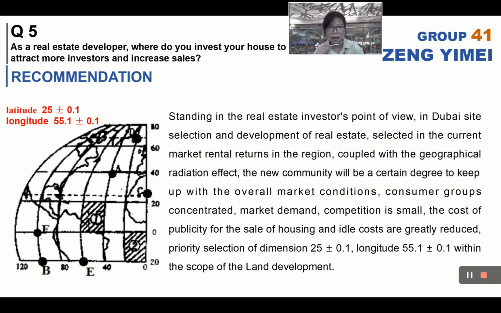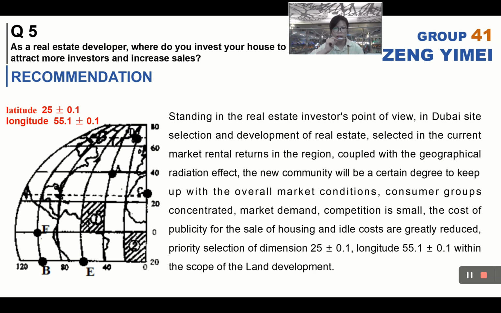Recommendation. Standing in the real estate investor's point of view, in Dubai, site selection and development of real estate should consider the current market rental returns in the region, compared with the geographical radiation effect, and the new community will to a certain degree keep up with the overall market condition.